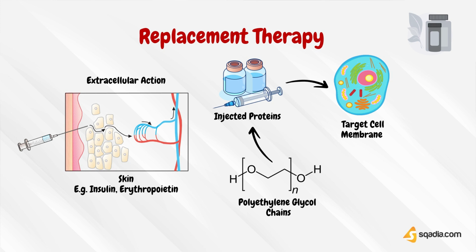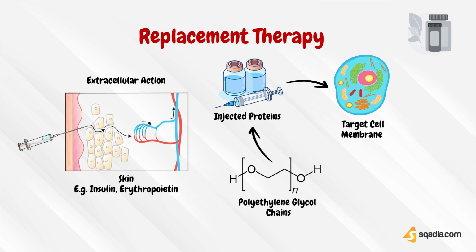To prolong the duration of action of these proteins in the bloodstream, polyethylene glycol chains can be attached to them. PEG is a biocompatible polymer that can delay the elimination of proteins from circulation by reducing their clearance by the body's immune system. The PEG chains create a steric hindrance that makes it harder for enzymes in the body to break down the proteins, thus extending their half-life and allowing them to remain in the bloodstream for longer periods of time.